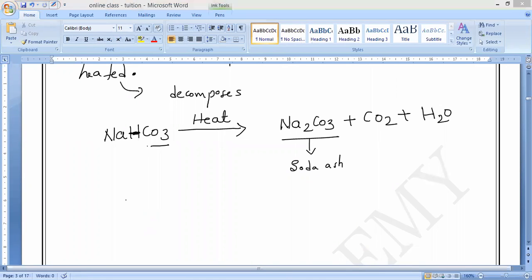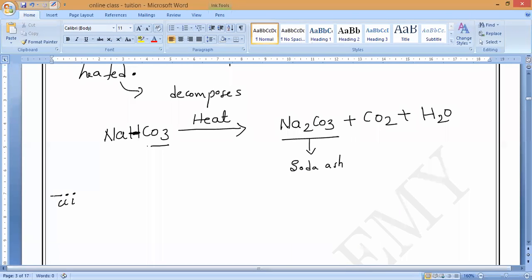Now you know that if you want to make hydrated sodium carbonate, we have to add water. How many molecules of water of crystallization? 10. Understand? 10 molecules of water of crystallization. You should not say, sir, 10 molecules of water. You should say 10 molecules of water of crystallization. That is the most important word. So this anhydrous sodium carbonate is what we should call soda ash.